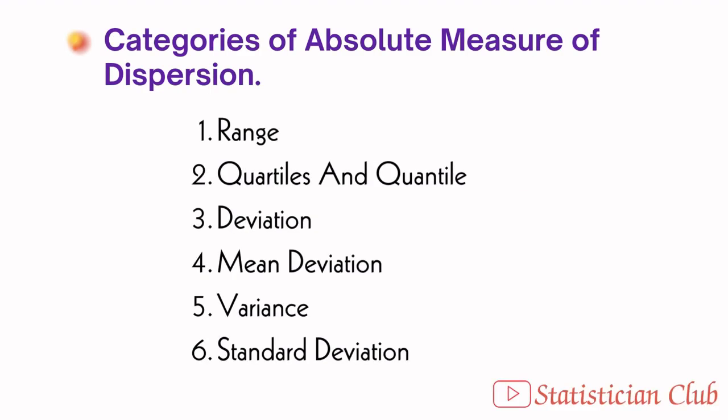Categories of absolute measure of dispersion are: number one, range, number two, quartiles and quartile deviation, number three, mean deviation, number four, variance, and number five, standard deviation. There are five types.